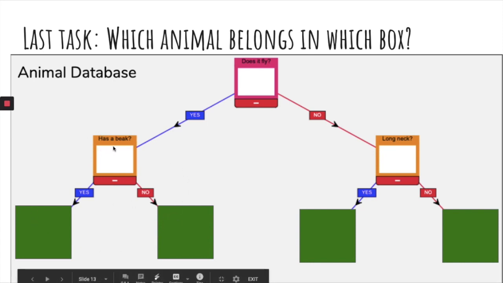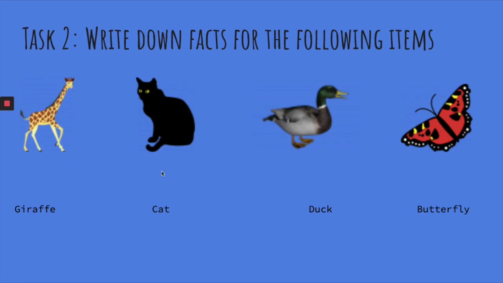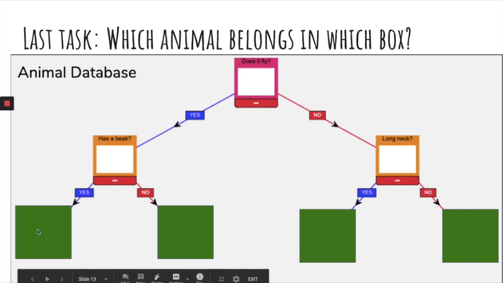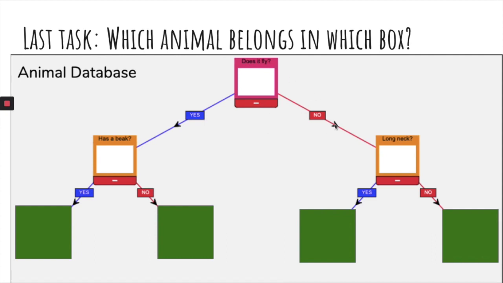Now, does it have a beak? What is a beak? Well, I think a beak is this part of the animal here. Does it have a beak? Well, a duck has a beak. So, does it have a beak? Yes. I think a duck might go there and a butterfly might go there. Okay? So does it fly? Let's go on the other side.